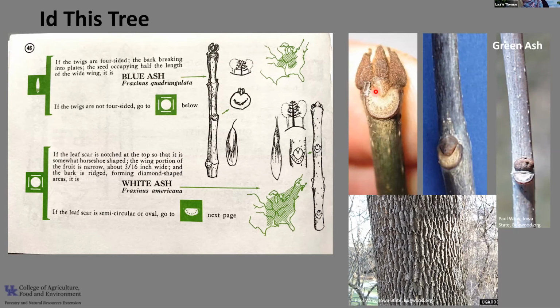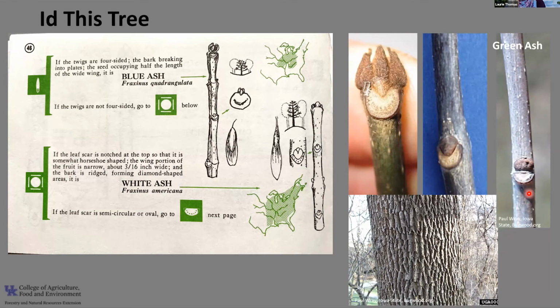It looks notched. We can actually see where the bud pokes down in there. And this one, on the lateral bud, you can really see that it is not a nice, neat semicircle or D-shaped. It looks more U-shaped. This is our sample here. But here's one that does have that semicircle or oval leaf scar, and that's the green ash.